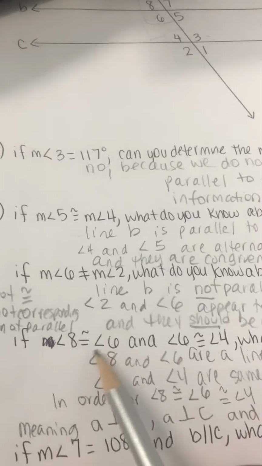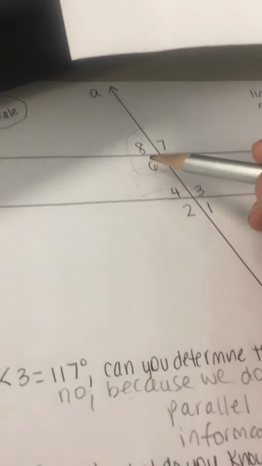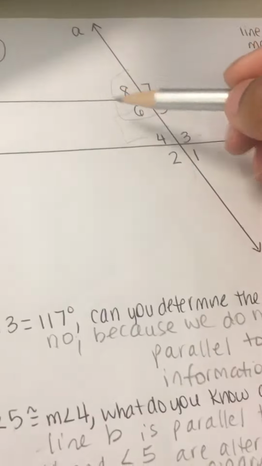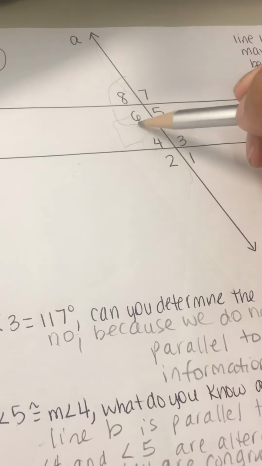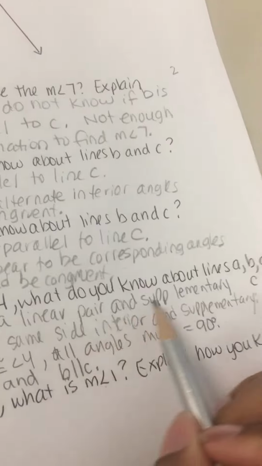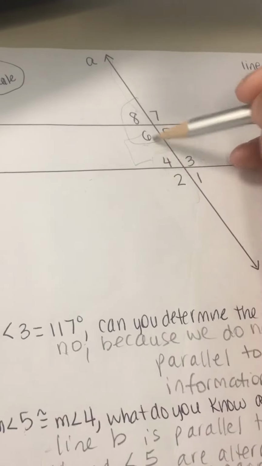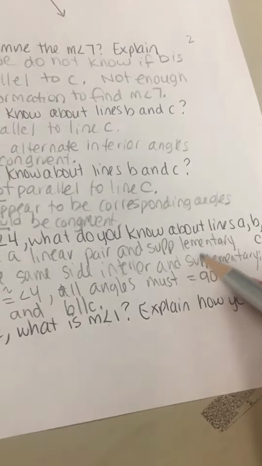So I wrote, if angle 8 is congruent to angle 6, and angle 6 is congruent to angle 4, what do you know about lines A, B, and C? So 8 and 6, these are linear pairs. So I wrote angle 8 and angle 6 are a linear pair and supplementary. Angle 6 and angle 4, that's same side interior. So I wrote angle 6 and angle 4 are same side interior and supplementary, which means that they add up to 180.